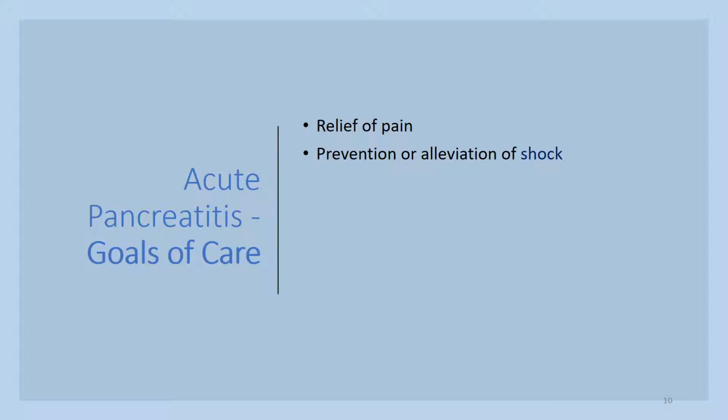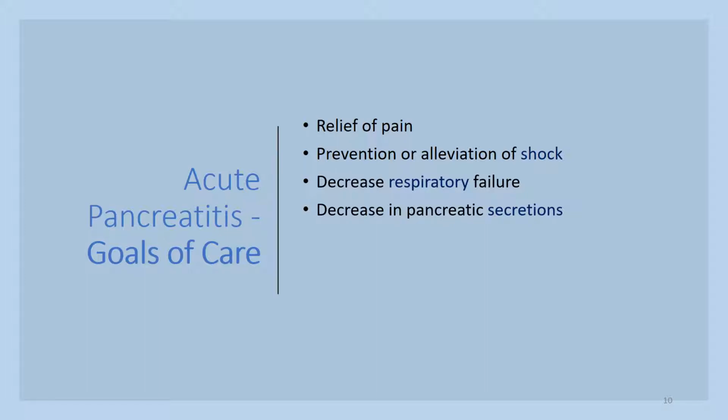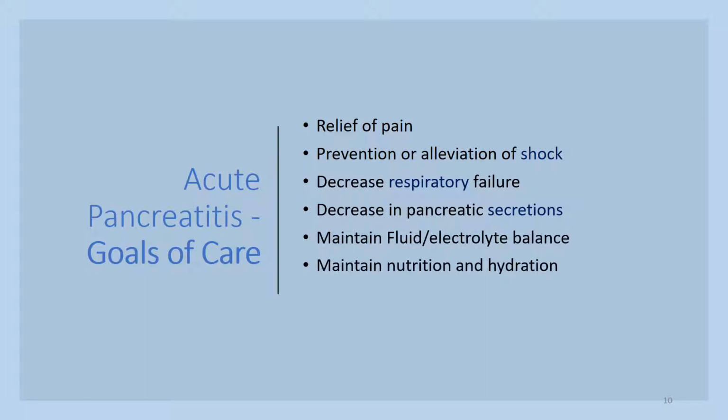The goals of care for nursing staff are firstly the relief of pain, the prevention or alleviation of shock, so support for the respiratory system, which is often compromised, particularly due to the severity of the pain. The decrease of pancreatic secretions is very important, so the use of a nasogastric tube in order to rest the gut from stimulation by food, and also the maintenance of fluid and electrolyte balance, and ensuring that your patient has adequate nutrition and hydration.